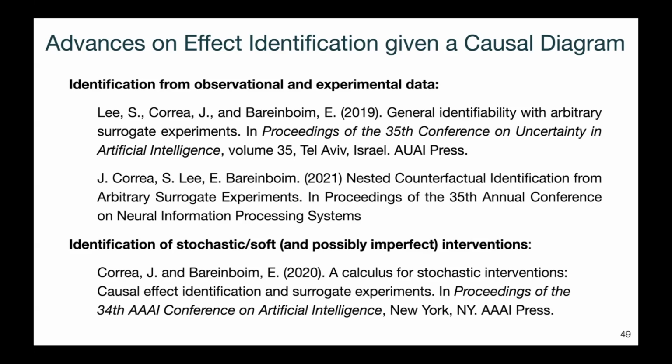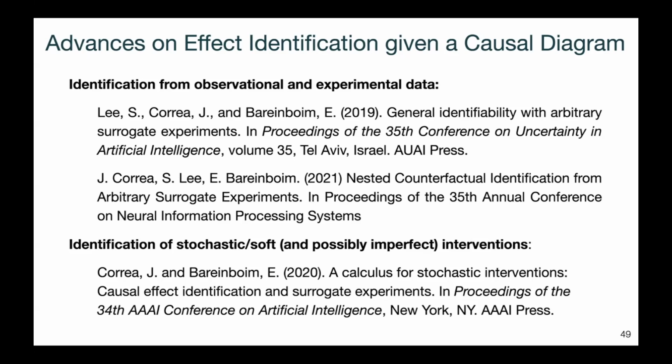This experimental data can be randomizing different variables, not necessarily the X that you are interested in. So they have this general identifiability algorithm for surrogate experiments. This means randomization of other variables that are not the one that you are interested in. You can also do counterfactual identifiability from graphs. It is an extension using the counterfactual graph. So you can check this paper if you're interested in how to combine experimental and observational data, and counterfactual identification.